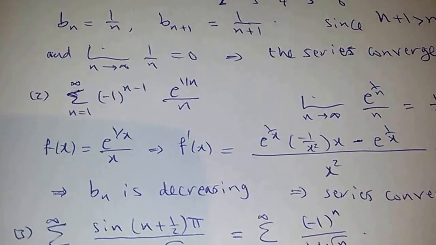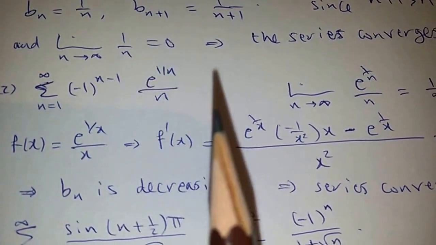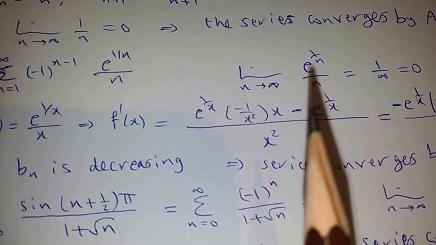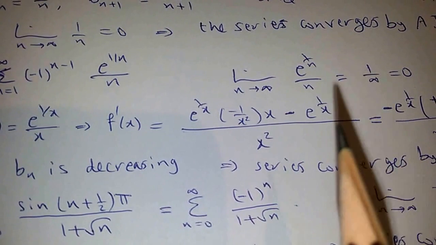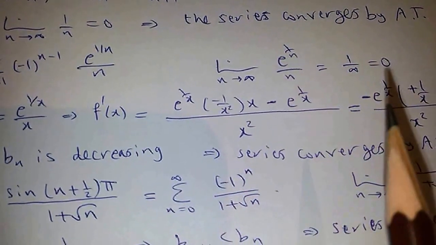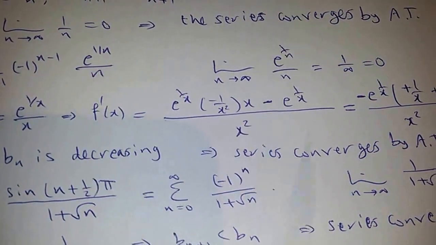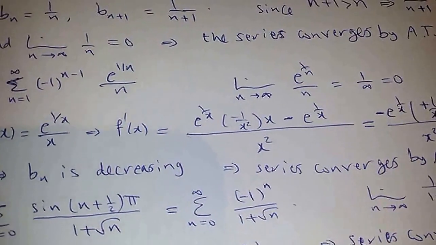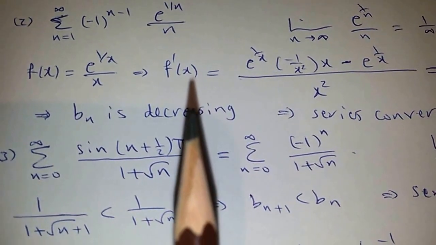Another example, this series. This is bn. Let us find the limit of bn. The limit would be 1 over infinity, which is 0, e to the power 0 is 1, n is infinity, so the limit of bn is 0. It is not easy to prove that bn plus 1 is less than bn here, so we can prove decreasing by finding the derivative of f of x. Let us find the derivative.